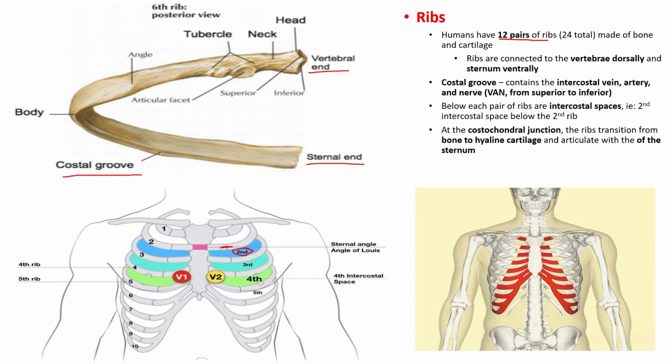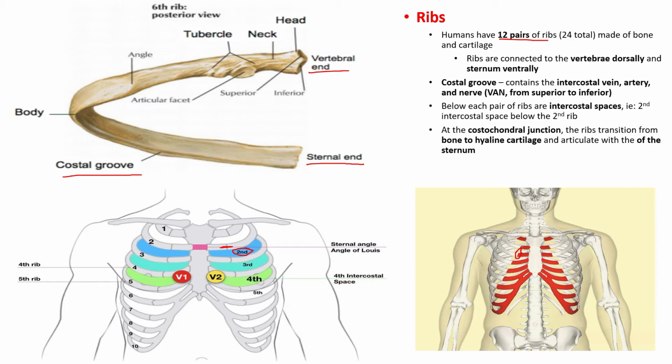So here in this picture, we can appreciate that the whitish tannish part of the rib is going to be bone, and this reddish part is going to be cartilage. And so the transition point between bone and cartilage is known as the Costochondral Junction. So costo meaning rib, chondro meaning cartilage. And this is where the ribs transition from bone to hyaline cartilage.